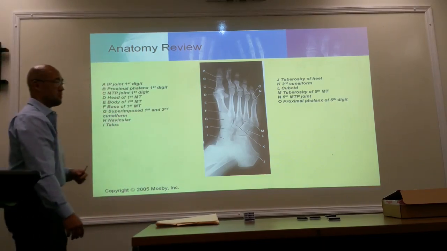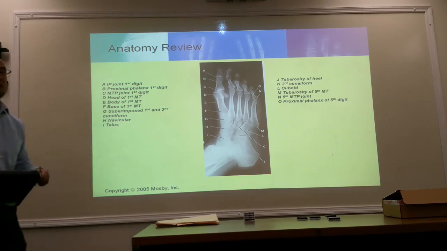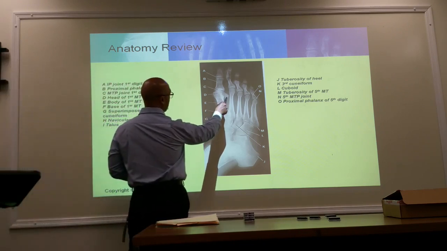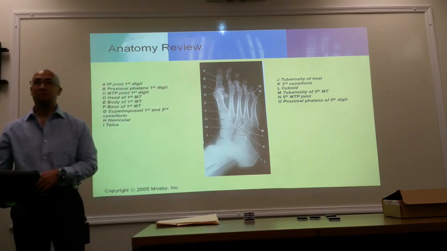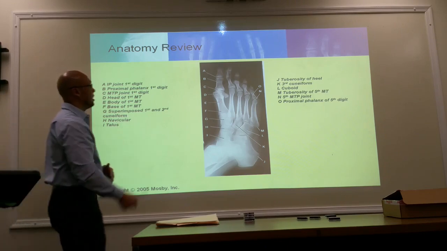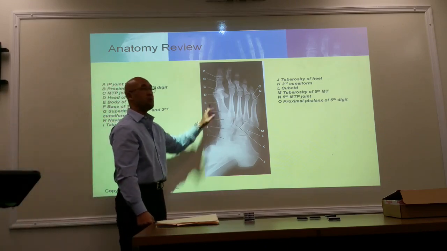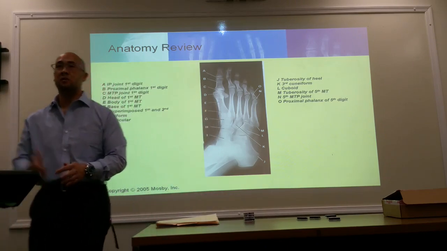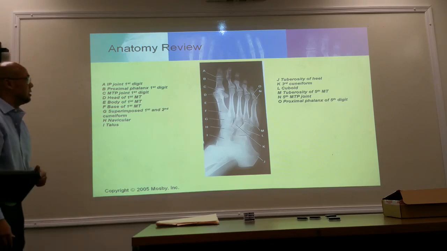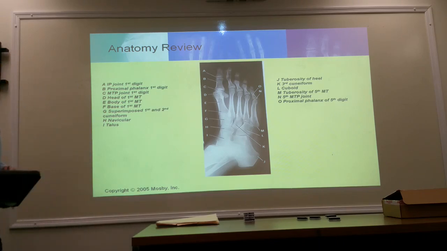What's going on with the first? Is that a break or a fracture? On the first one, right here, that's your sesamoid bone. Yeah, it's closely attached to the head of the first metatarsal, so it's very close. All right, what else can we talk about there?